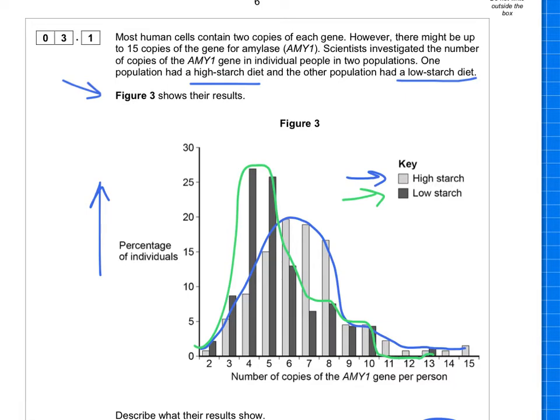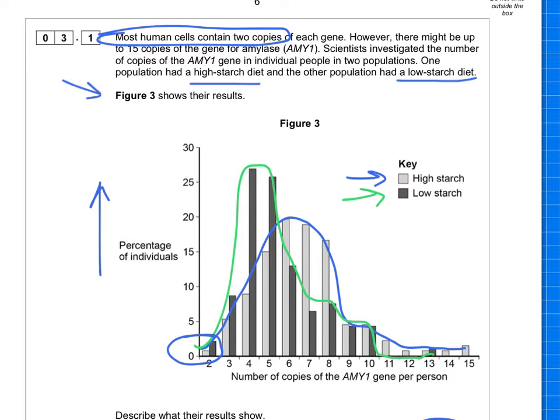Between both high starch and low starch, you can see that the ranges do overlap. Look at the lines, there's overlapping, particularly from 2 to 13 copies. Now in the stem of the question, it does mention most human cells contain 2 copies. So if you look at the 2 copies there, very few, and you could say 2 to 3% have only 2 copies. So that's quite surprising in this data, because most human cells contain 2 copies.